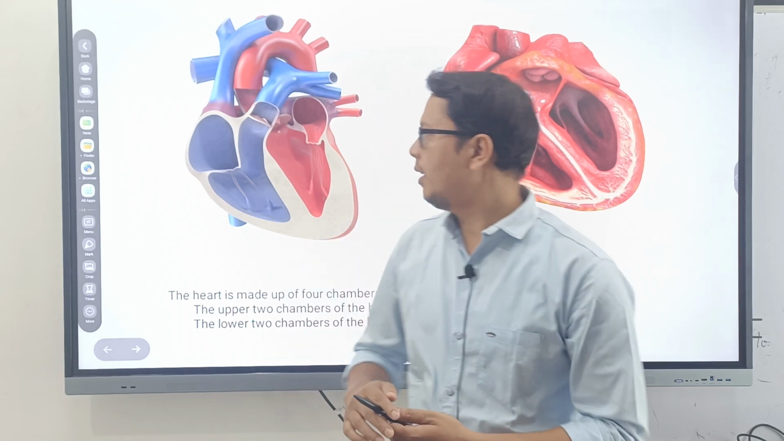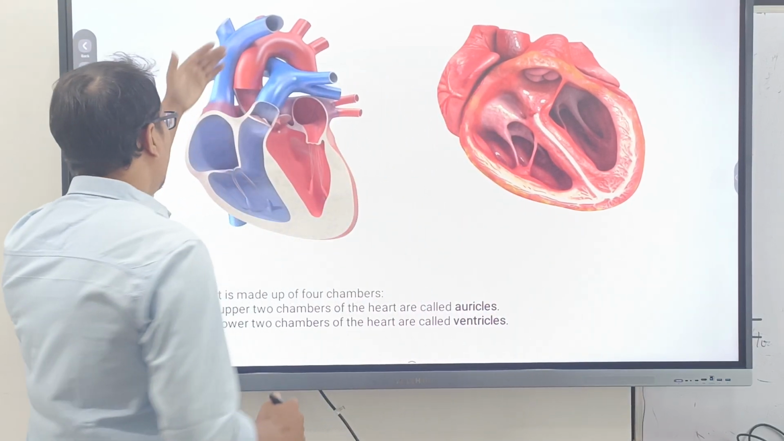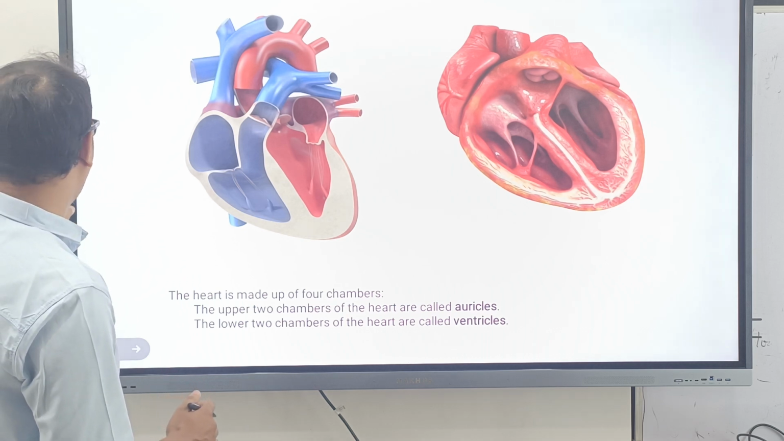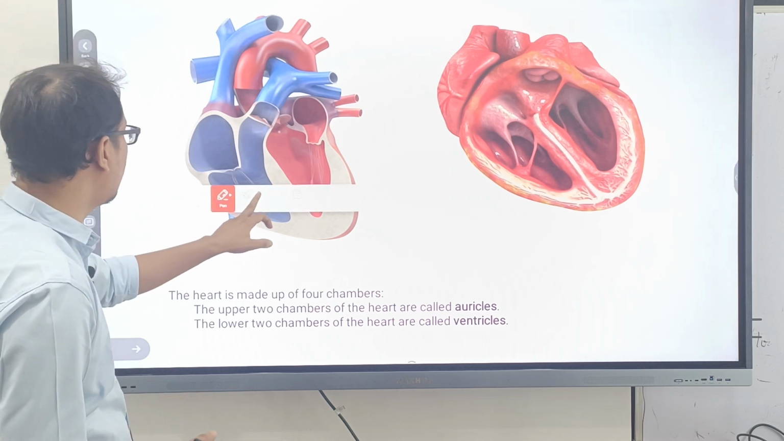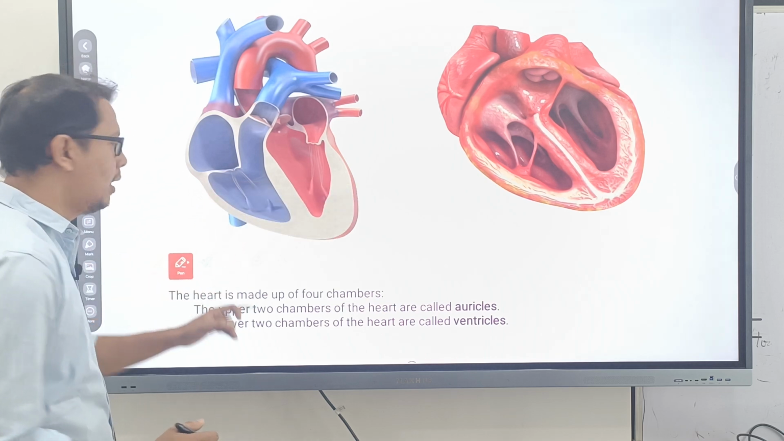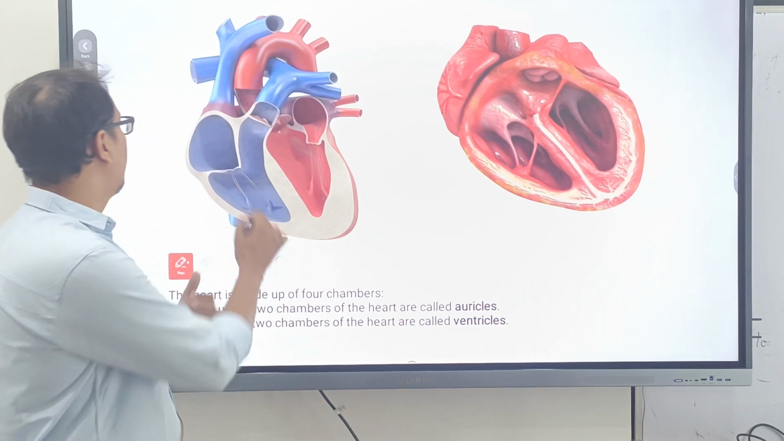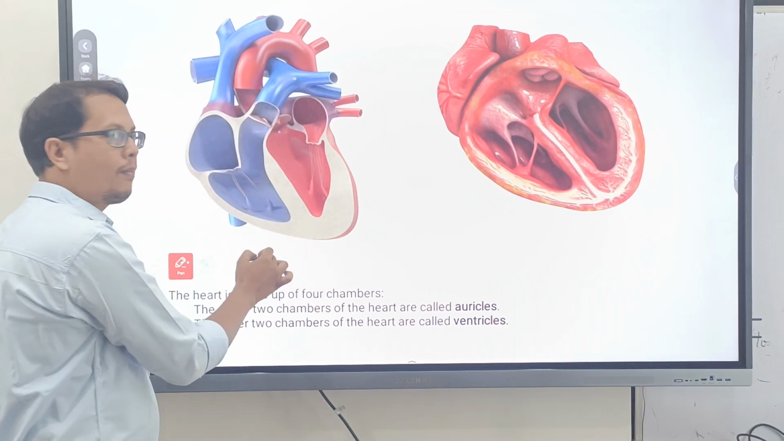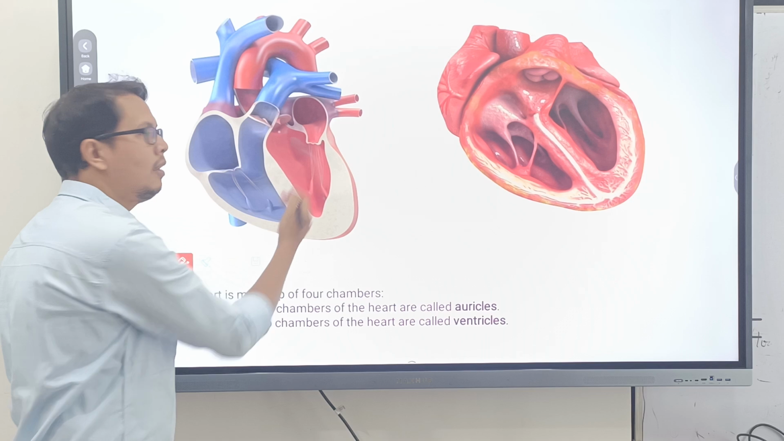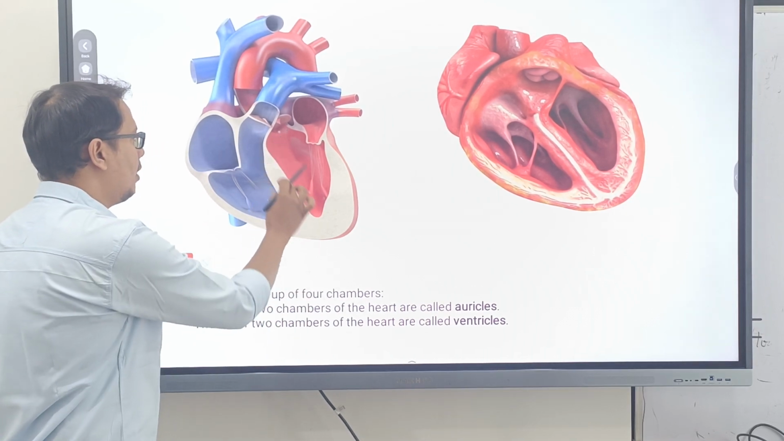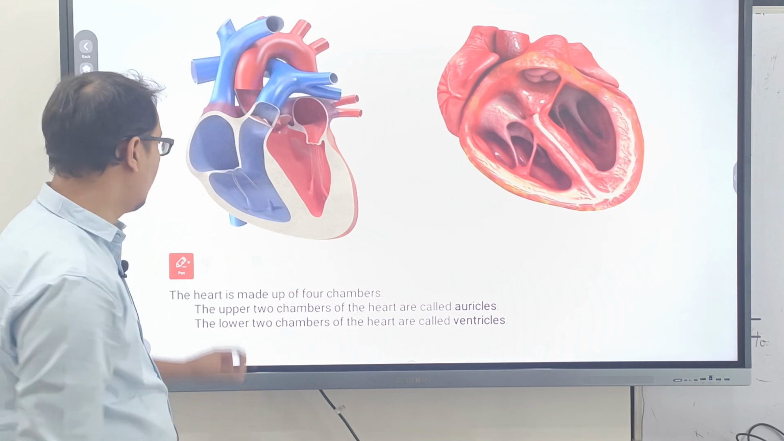Okay. Similarly, in this cross-sectional view, we'll divide the heart into right side and left side. Okay. So if I am standing like this is my right side. So this will be the right side of the heart and this portion will be the left side of the heart, divided by this muscular wall known as septum.